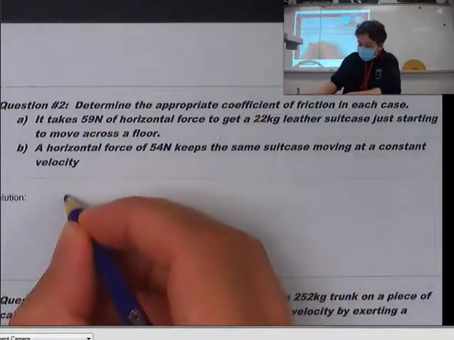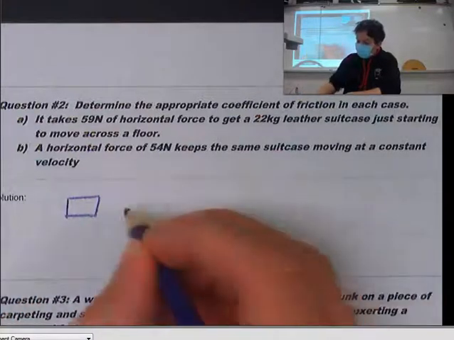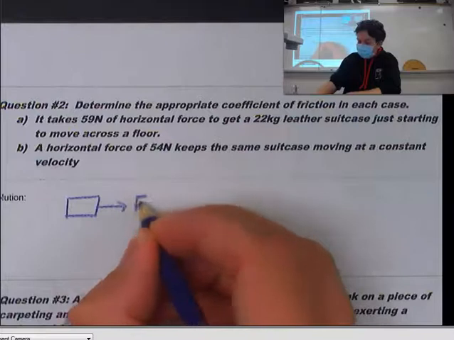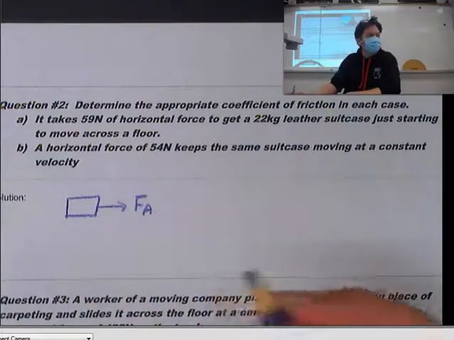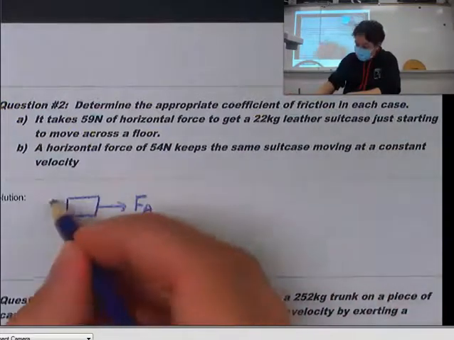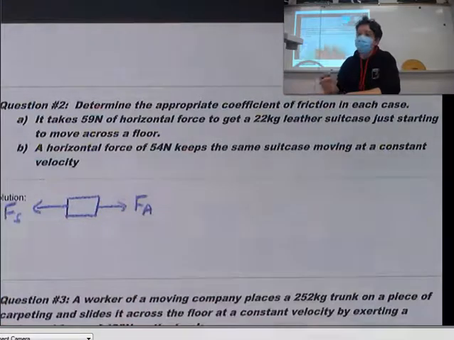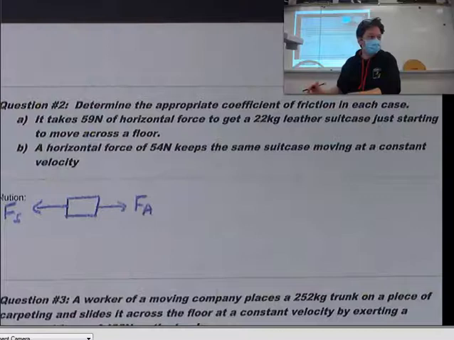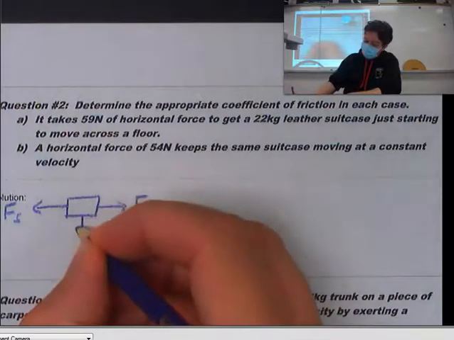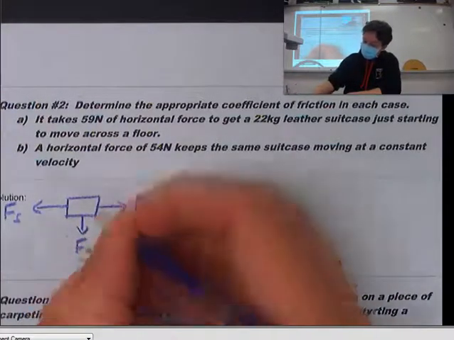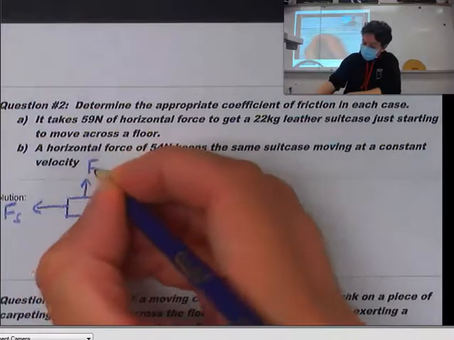Let's draw a free body diagram. Now you have some applied force, okay, and you're trying to just get it starting to move. So that means there's some frictional force, specifically static friction, because it's not moving and you need to apply a certain amount to just get it started. And of course we have our gravity and normal forces.